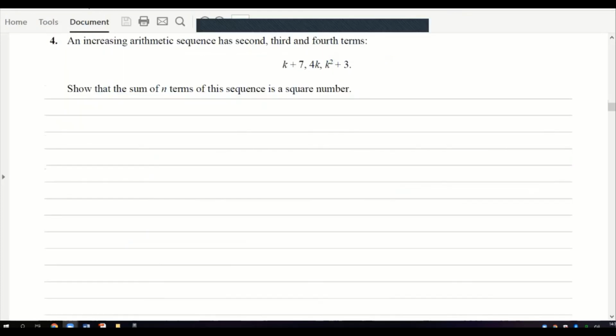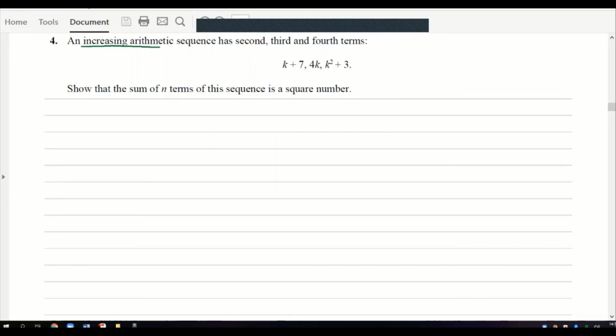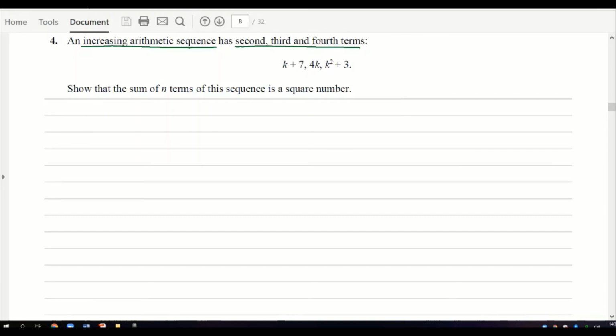All right, now our fourth and final example for today, we're given some interesting information here. We're told this is an increasing arithmetic sequence. Okay, so they've actually bothered to tell us that this is an increasing arithmetic sequence. So that means it has a common difference and the values of each term are increasing. And this is absolutely crucial that you pay attention to this. We're given the second, third, and fourth terms, okay? Not the first three, okay? The second, third, and fourth terms.